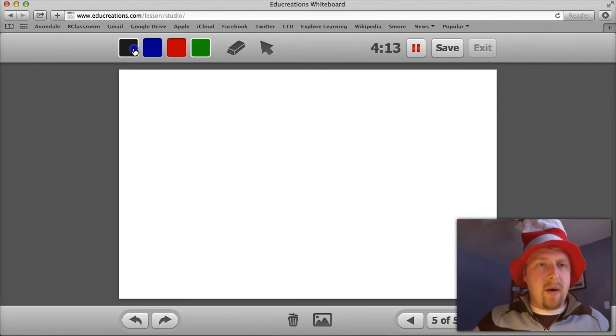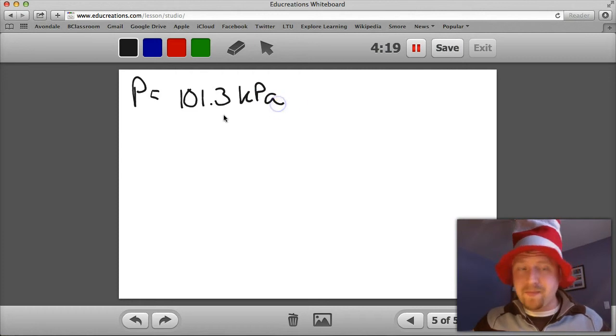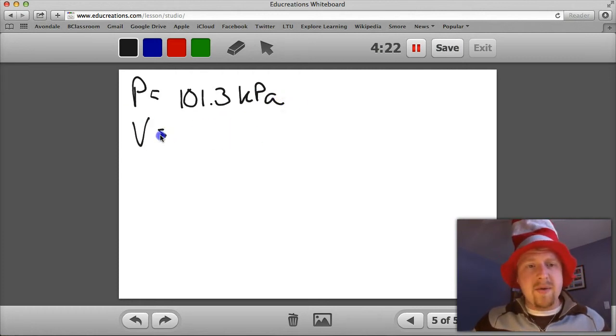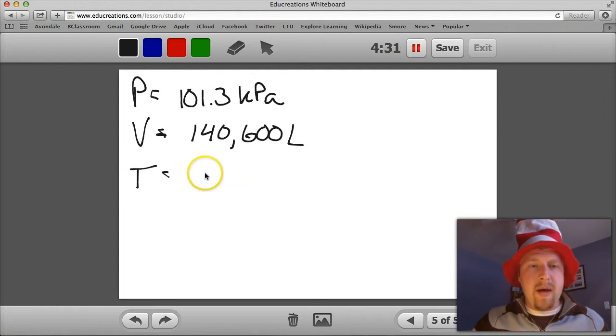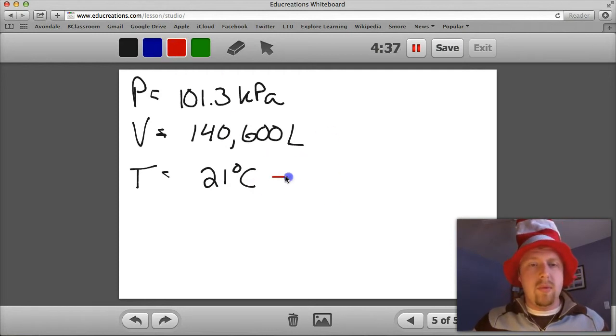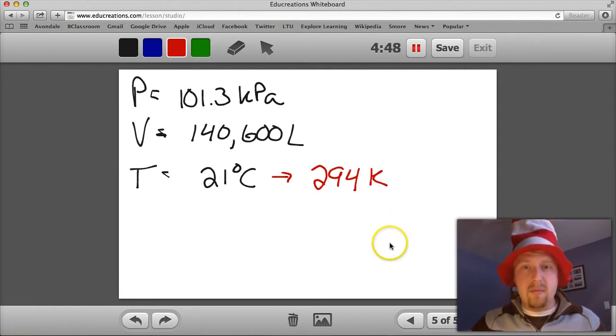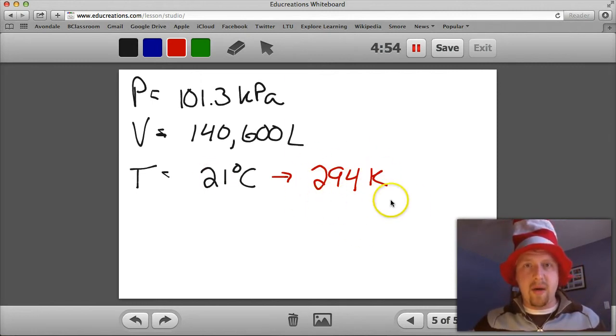Okay, so we started with a pressure of 101.3 kilopascals. We said that the volume of my classroom was right around 140,600 liters. We said that the temperature in my classroom was right around 21 degrees Celsius, and important, you always need to convert to Kelvin. So we're going to add 273, and that becomes 294 Kelvin. 273 plus 21 is 294 Kelvin.